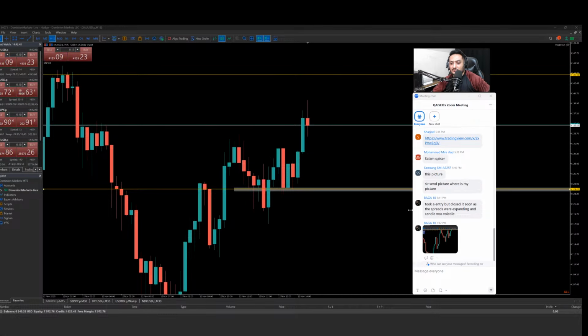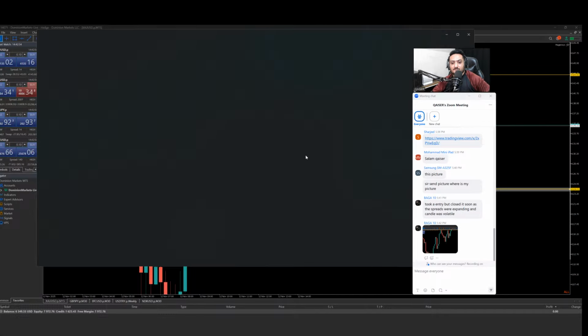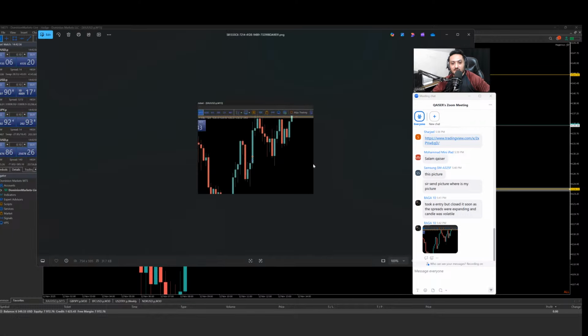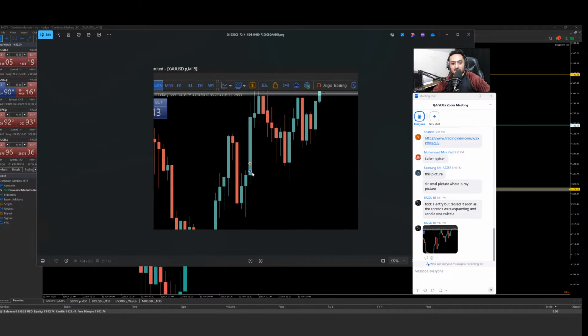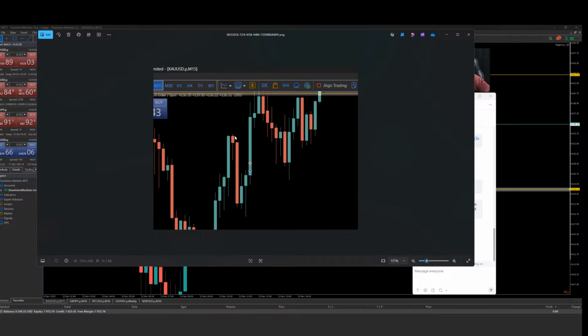So Baga took an entry but closed it as soon as the spreads were expanding and the candle was volatile. Let me just see this one. You took this one, but it's a beautiful execution, I would say. Look at these two candles. Even this candle rejected and closed in a bullish form. The next candle created a wick and broke above the high. You have clean traffic on the left hand side.